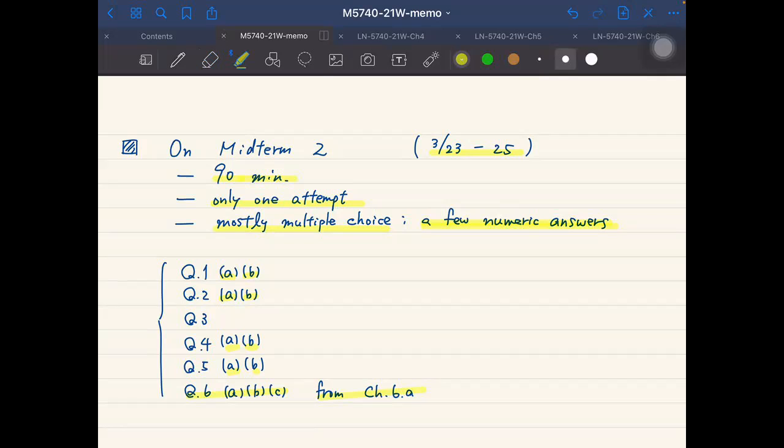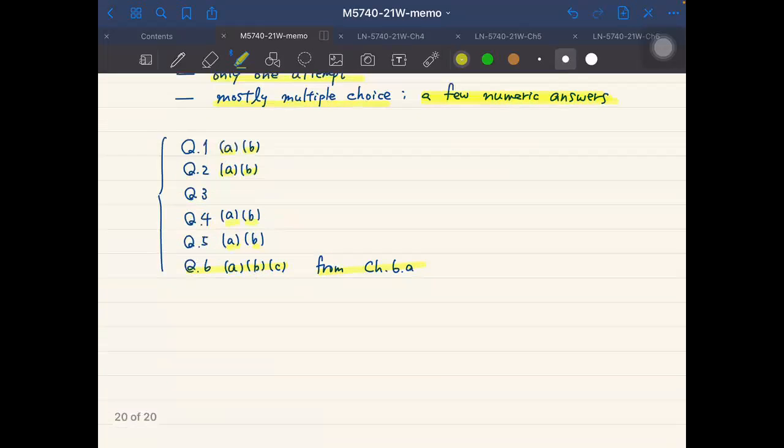And only one attempt is allowed, because Canvas only has this functionality. So the time limit is for one attempt. And it is mostly a multiple choice exam. It's similar to midterm one, but a few questions ask you to enter numbers. But these questions are relatively simpler in calculation.